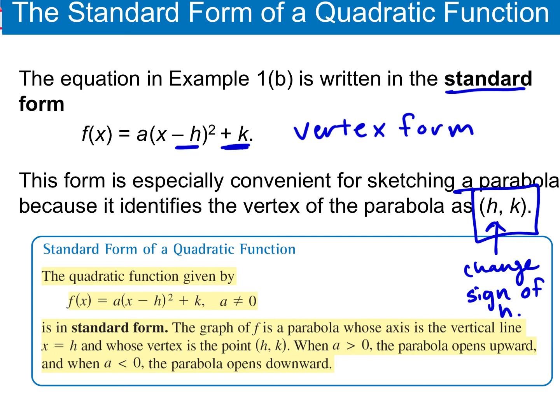On WebAssign, it'll call this standard form. So when it asks for standard form, it's actually asking for this one. So the reason why it switched, some textbooks do it this way, where this is standard form, and the other one is not vertex form, but they just have a different word for it. But this is actually vertex form, because you can see the vertex. You only change the sign of h.